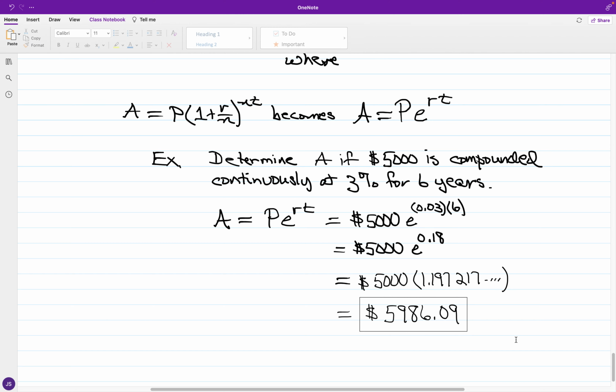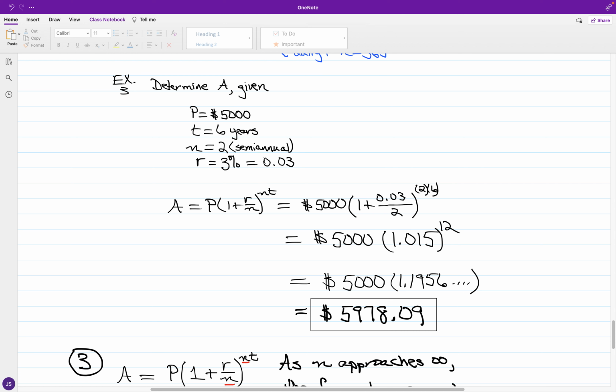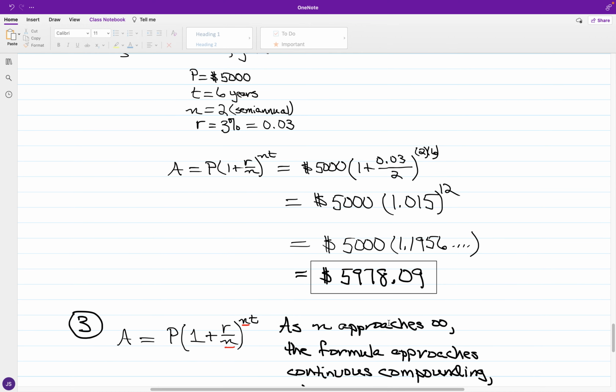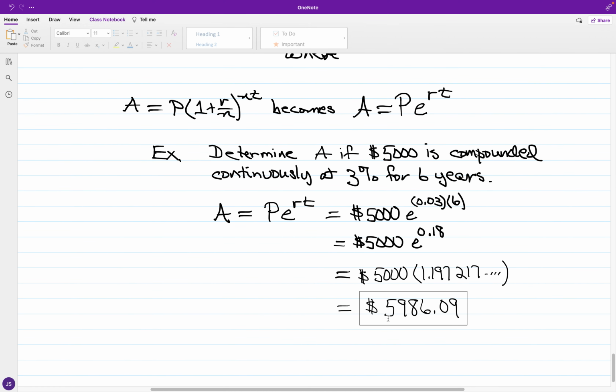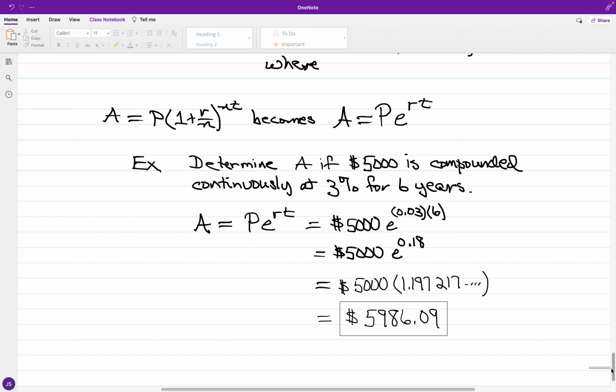And if you notice, with both examples, where we had semi-annual compounding as well as continuous compounding, we had the same principal, quoted percentage rate, and same time span. Comparing the numbers, we had the future value with semi-annual compounding at 5978.09. And with the continuous compounding, you have a little bit more at 5986.09. The rule of thumb is that with this type of compounding, the more frequently that it is done, the higher the balance will be at the end.